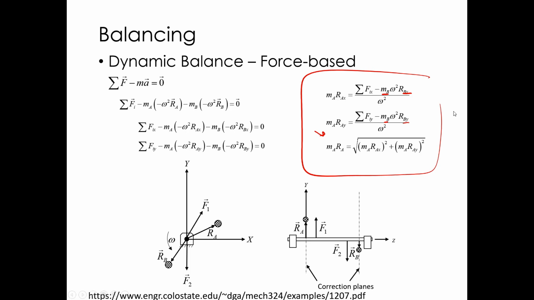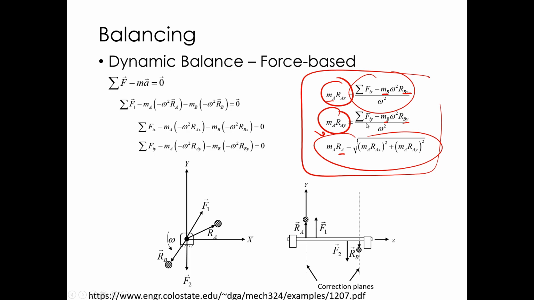You can plug in here, solve for MA-RAX and MA-RAY. And then if you're given RA, you can use this equation. If you're given MA, you just divide this whole stuff on the right-hand side by MA, and you can find RAX. If you know MA, you can divide all the stuff on the right-hand side that you'll know at this point by MA, and you can find RAY.